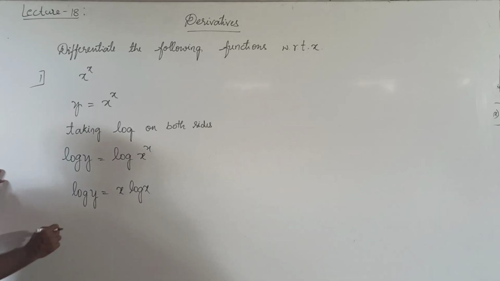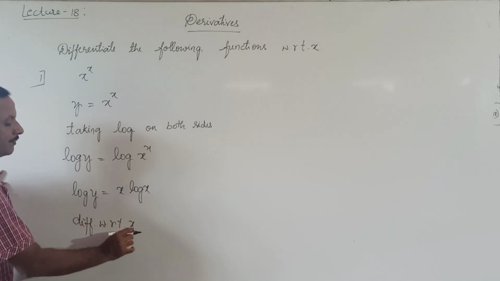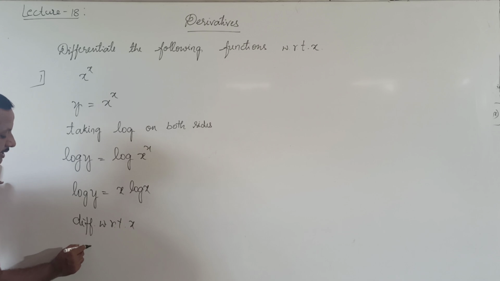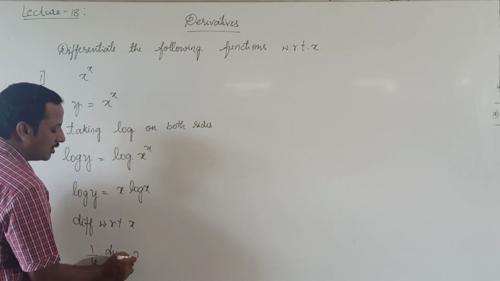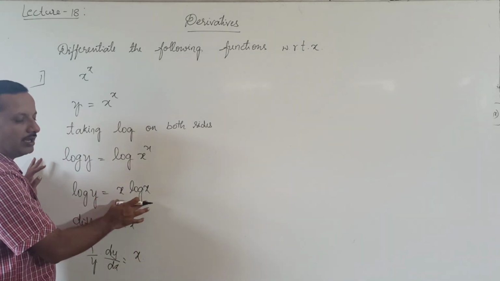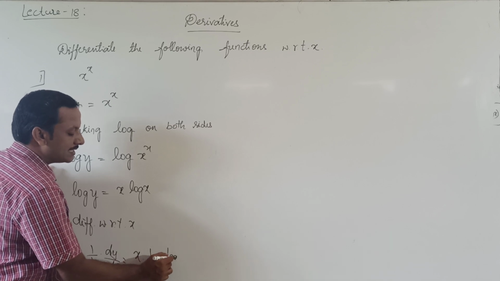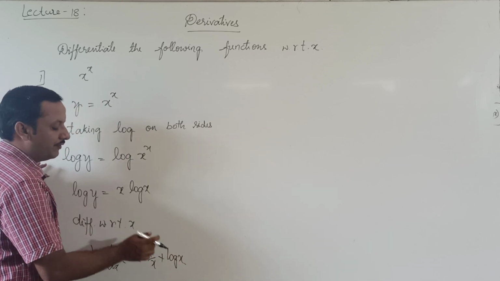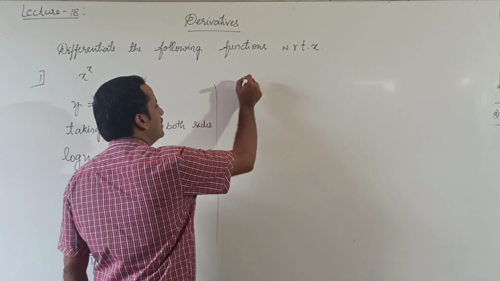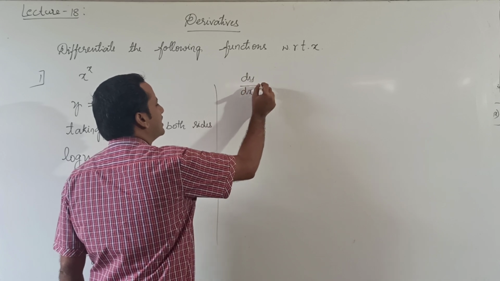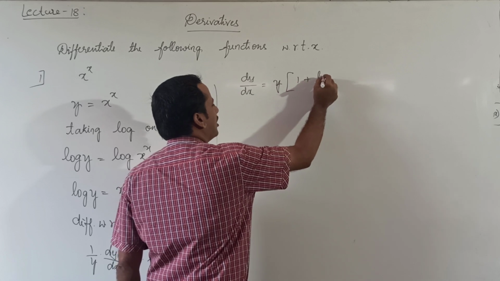Now let us differentiate this with respect to x. We get 1 by y into dy by dx is equal to, using the product rule, x into derivative of log x, which is 1 by x, plus log x into derivative of x, which is 1. X is cancelled. Take this y to RHS, so that will give you dy by dx is equal to y into 1 plus log x.